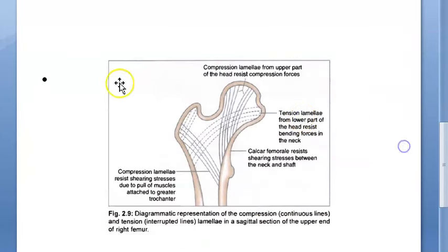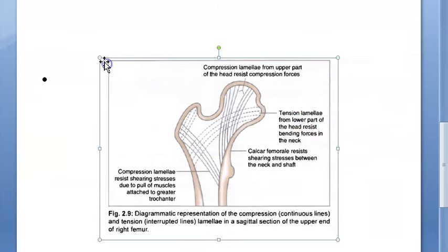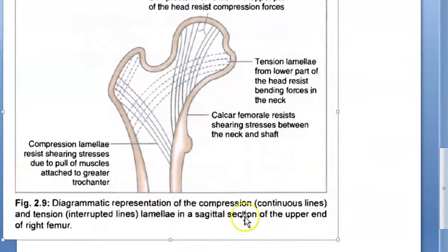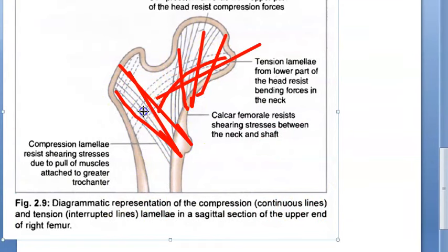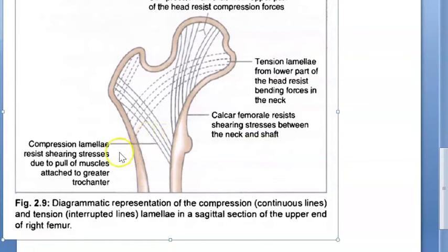Look at this, guys. This is a femur head. Upper end of right femur they are showing here. There are some patterns that you can see, and these things you can even see in the X-ray. Basically these are because of compression. Continuous lines, interrupted lines, lamellae in sagittal section of the upper end of right femur. Sagittal section will divide anything into what? Anterior and posterior. This you have seen in the previous video.